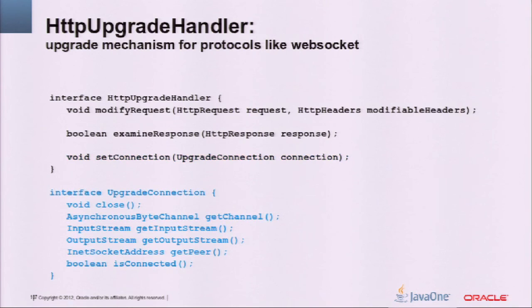Then you have the upgrade connection interface itself, and that shows what the protocol implementation, such as WebSockets, can do. It can call get channel to get an asynchronous byte channel, or it can call get input stream or get output stream to provide a blocking raw channel for reading and writing bytes.